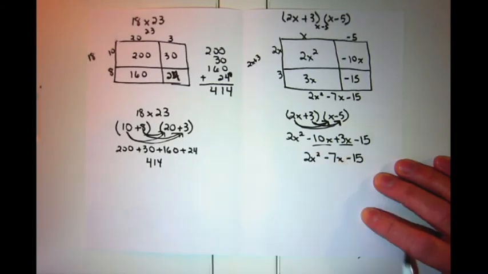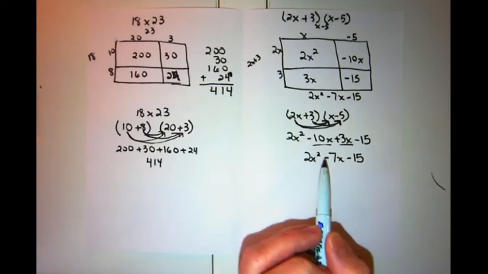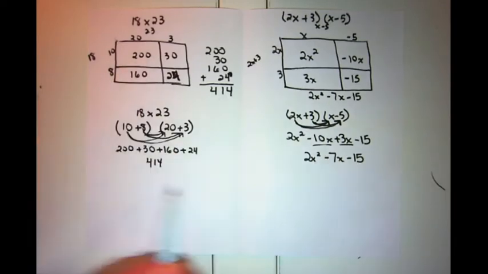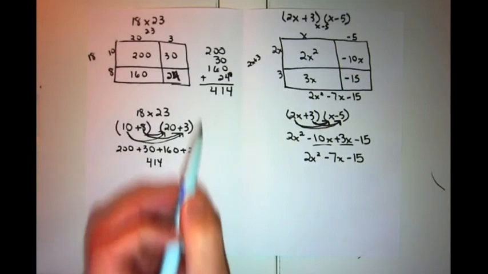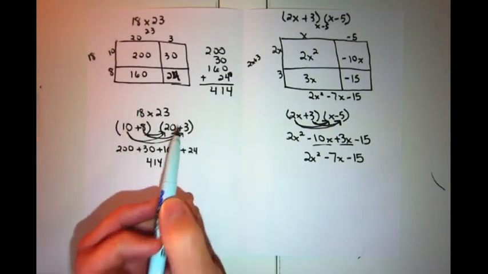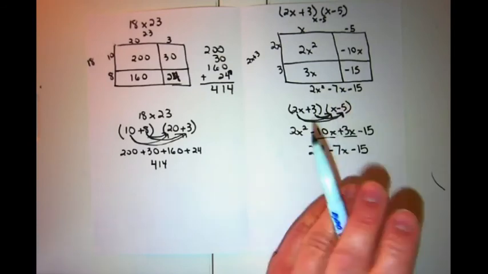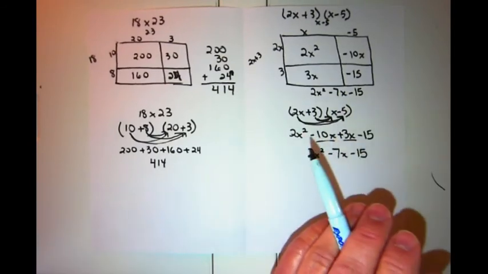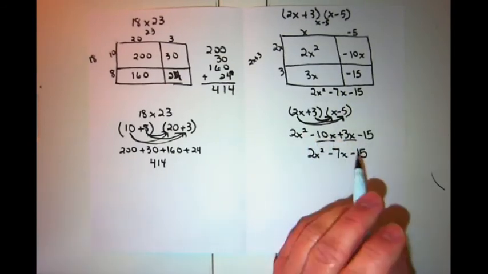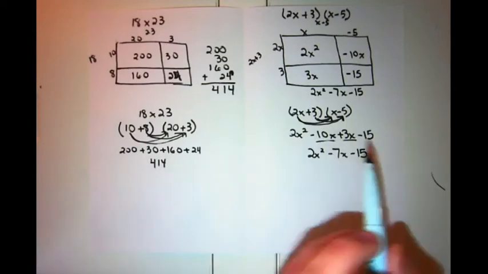minus 15. It's the exact same thing that students begin in elementary school with this area model of multiplication that they extend into algebra in the middle school. It's so important to teach the area model at both elementary and middle school.